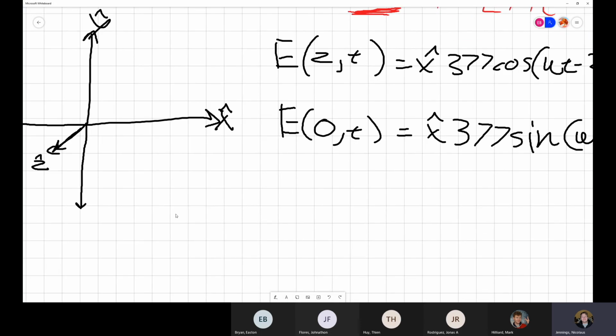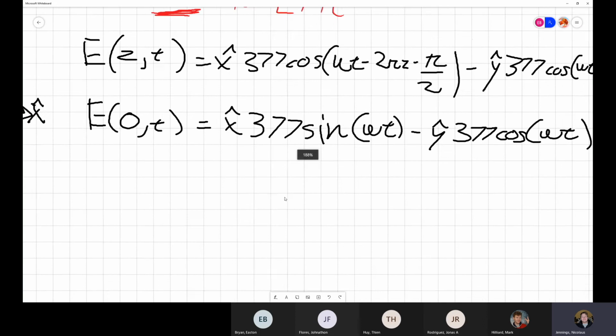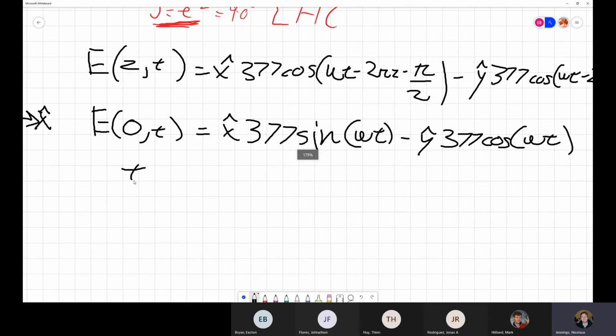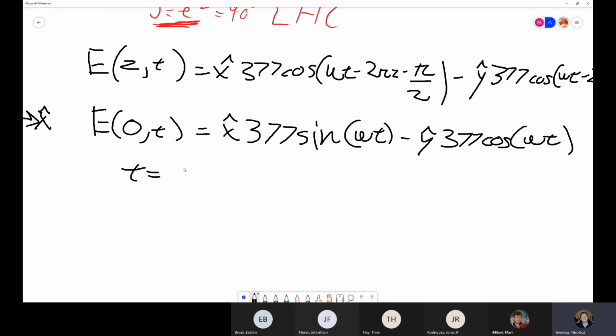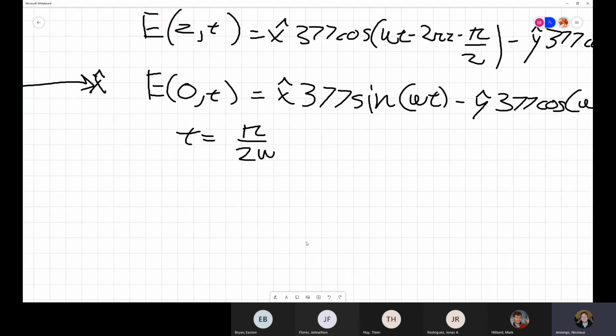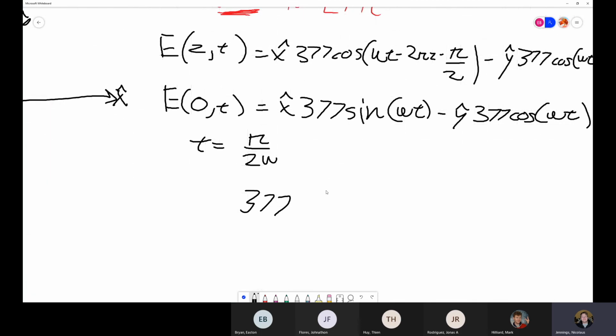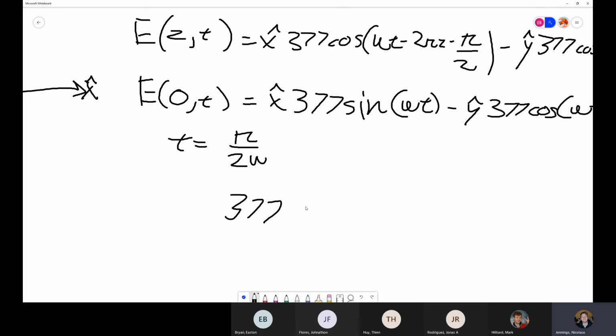Then we can manipulate this in a way that'll help us out. We can set a time, let's say a time equal to pi over 2 omega. That cancels out the omega, so we're just left with pi over 2. If we plug in pi over 2 omega, we just get 377. This is 0, and this becomes 1, so this is just 377. So it's in the positive x hat direction.